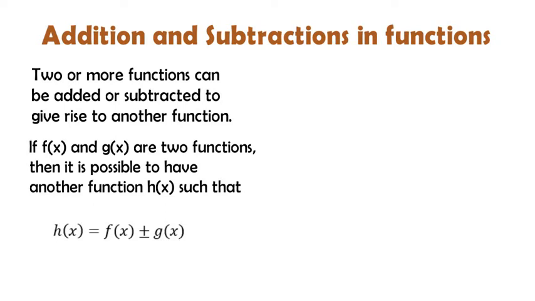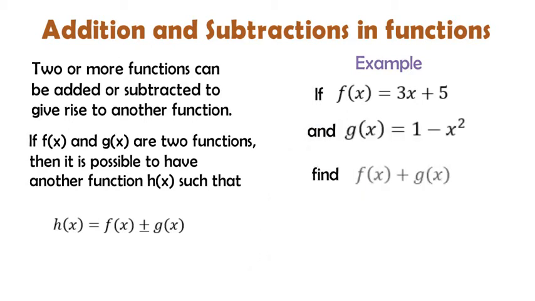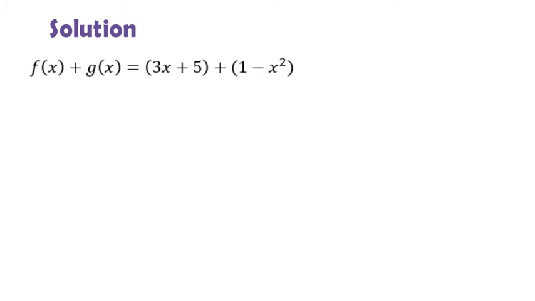For example, if f of x is equal to 3x plus 5 and g of x equal to 1 minus x squared, find f of x plus g of x and also find g of x minus f of x. Solution: f of x plus g of x would give us 3x plus 5 added with 1 minus x squared. This will give us 3x plus 5 plus 1 minus x squared, which will give us 6 plus 3x minus x squared.